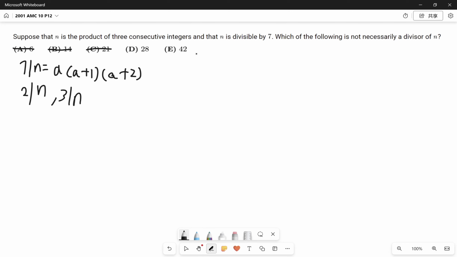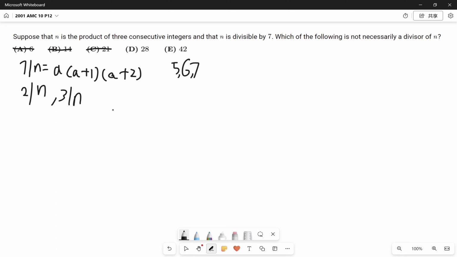Well, is this case actually possible though? One example of this where n is also divisible by 7 is 5, 6, 7. We know that a plus 1 is equal to 6, and 6 is an even number in the sequence. But 6 is not divisible by 4. And n is still divisible by 7. So this exists. So if it's this case, then n is not divisible by 4.